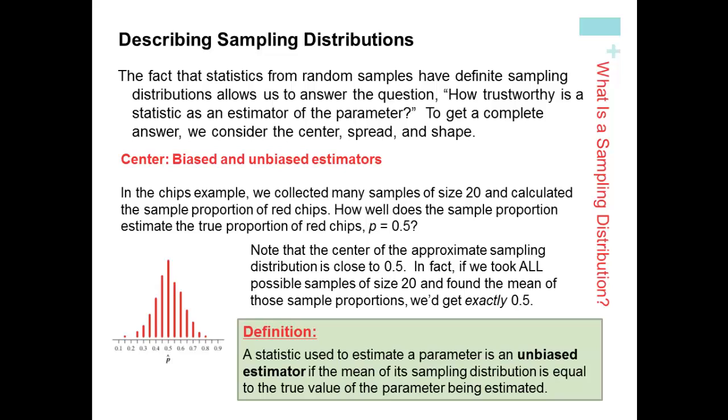A statistic used to estimate a parameter is known as an unbiased estimator if the mean of its sampling distribution is equal to the true value of the parameter being estimated. That is a good thing. That is what we want to have. We do not want to have what's known as a biased estimator.